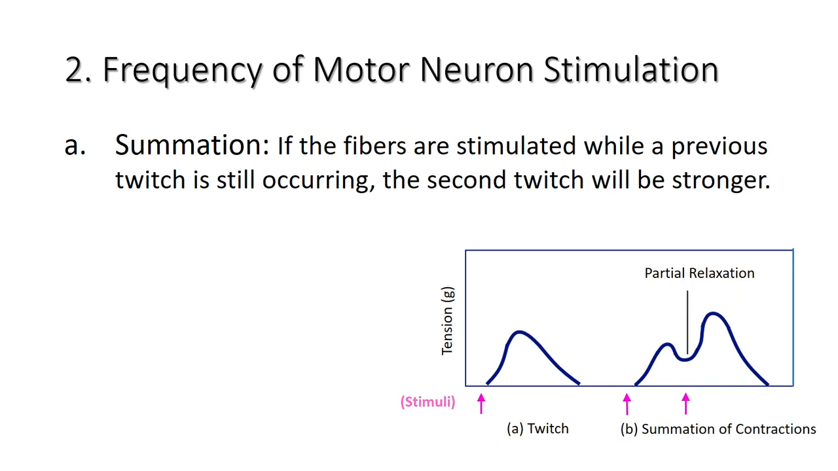At the molecular level, summation occurs because the second stimulus triggers the release of more calcium ions, which become available to activate additional sarcomeres while the muscle is still contracting from the first stimulus. Summation results in greater contraction of the motor unit.